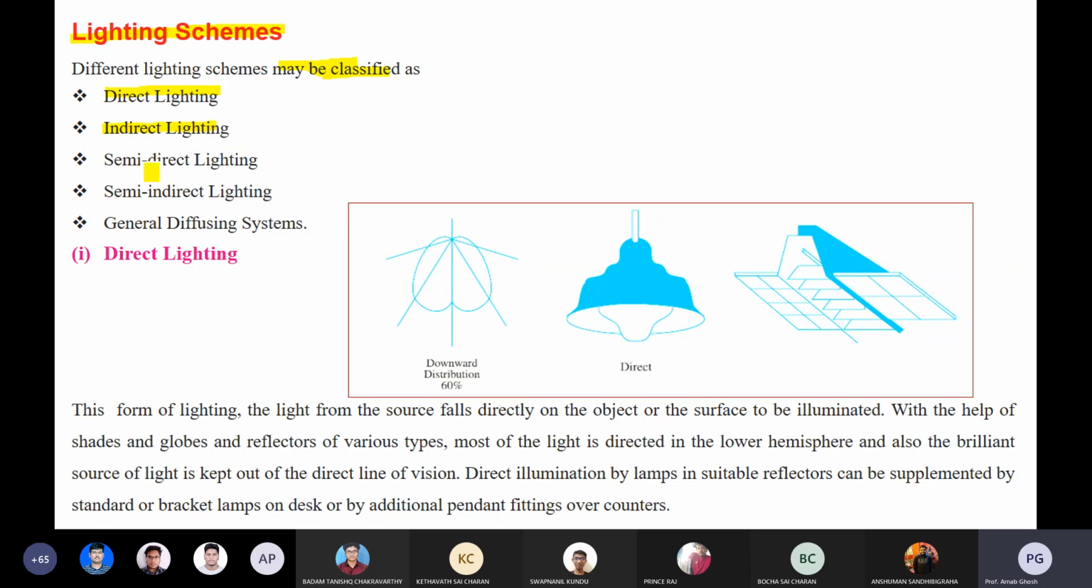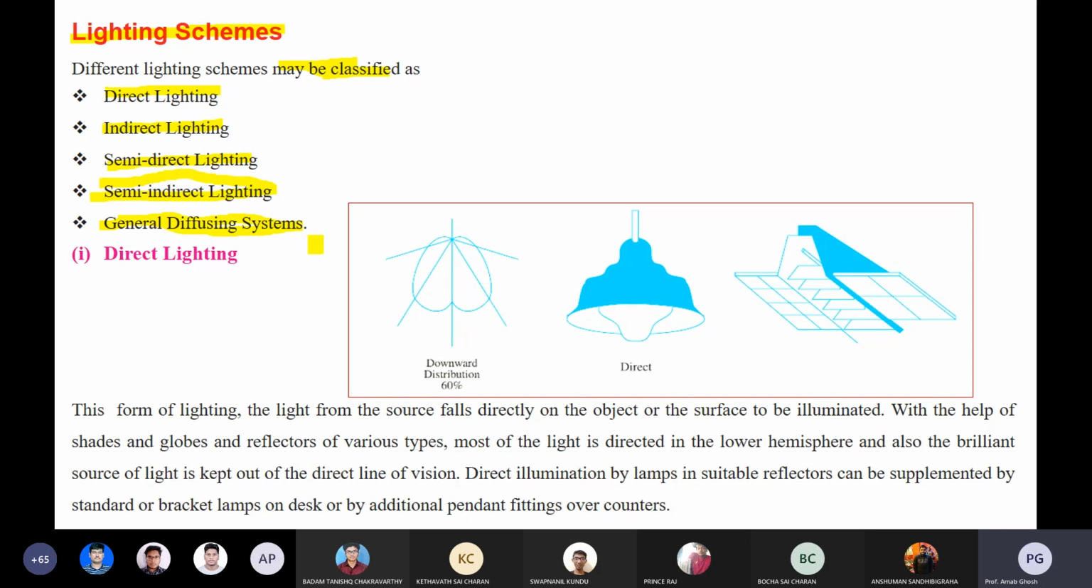Direct light is coming out from that source. Then indirect lighting. Then semi-direct, where both direct and indirect are combined. Then semi-indirect. Then the general diffusing system. So in total there are 5 types of lighting. That is very important. It's a very simple thing, but some questions may come.